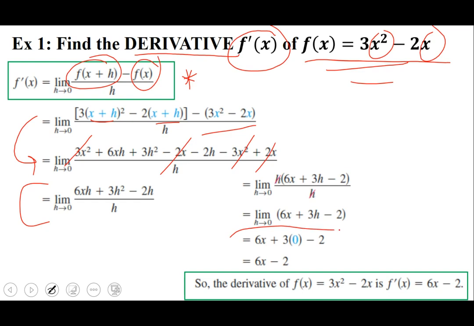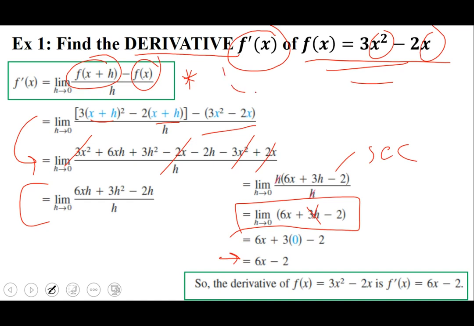And then don't forget to actually take the limit. If you don't take the limit, you're stopping at the secant line, but I need you to go all the way down to the tangent line in order for it to actually be the derivative. So once you get down to that simplified version, the whole point of taking the limit is that everywhere there's an h, it goes to 0, which means your final answer is 6x minus 2.